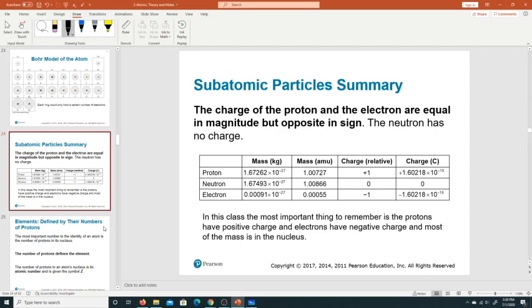You don't need to memorize these numbers, by the way. You should know the charges. Protons have positive charge, electrons have negative charge, neutrons have zero charge. And notice the charge in coulombs. This was partially discovered by Millikan; protons and electrons have opposite charges. But it's most important in this class to understand what the charges are and how that relates.